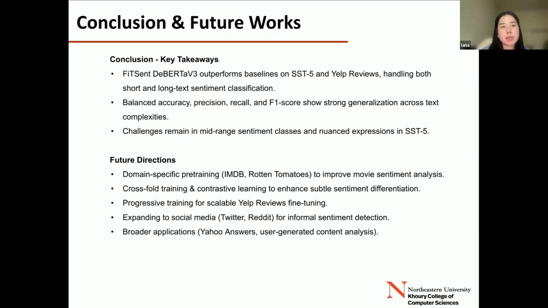future work aims to address these gaps and extend the model's capabilities to new domains. Fine-grained sentiment analysis has broad applications from customer insights to content moderation, and we hope that our research contributes to advancing the field. Just some more details on future direction. We plan to do some domain-specific training for the SSC5 dataset, since it has a limited dataset size. So we want to use other movie review datasets like IMDb or Rotten Tomatoes.